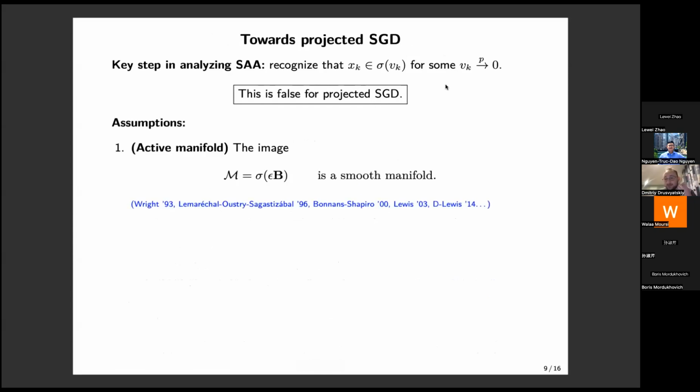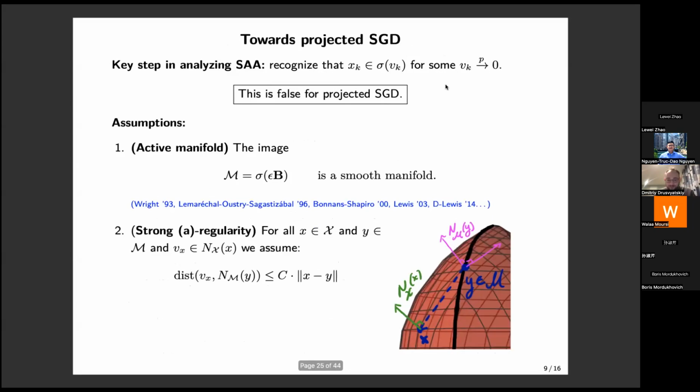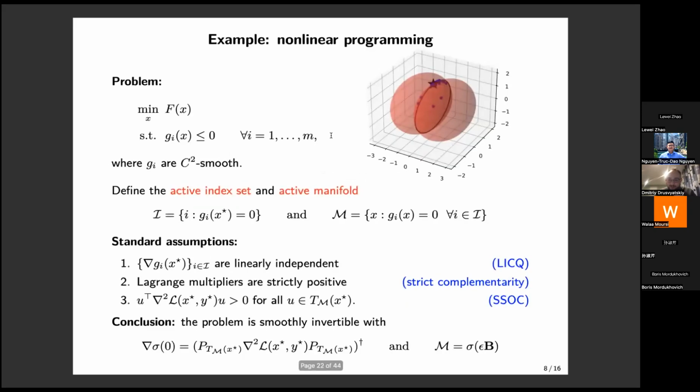To overcome this, I will assume the following two conditions. First of all, just like in nonlinear programming, I need to assume that the image under the solution map of a small ball is a smooth manifold. This is just like in this picture: that little smooth manifold, the image under the solution map of a ball, is just a little piece of this manifold. And I'm going to assume that we have this structure in general.